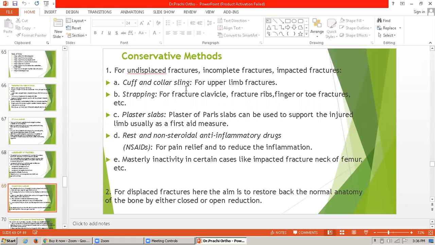That is, A, cuff and collar sling for an upper limb fracture. When there is an upper limb fracture, a cuff and collar sling are useful. Strapping is useful for fracture of the clavicle, then rib fracture, finger or toe fracture.